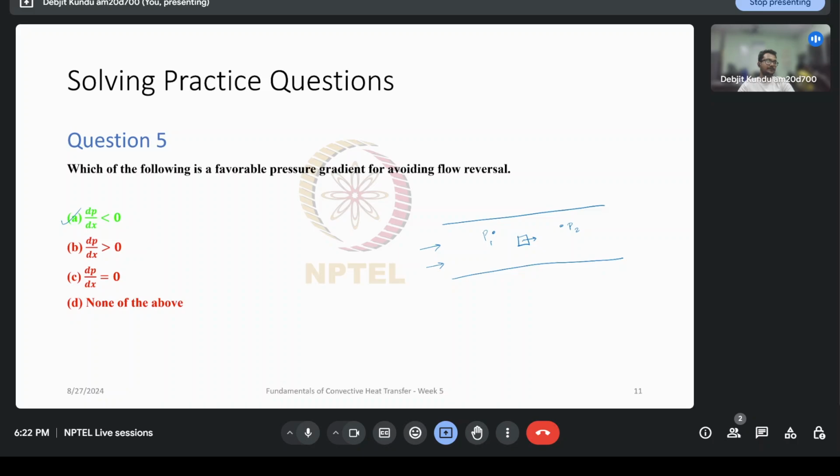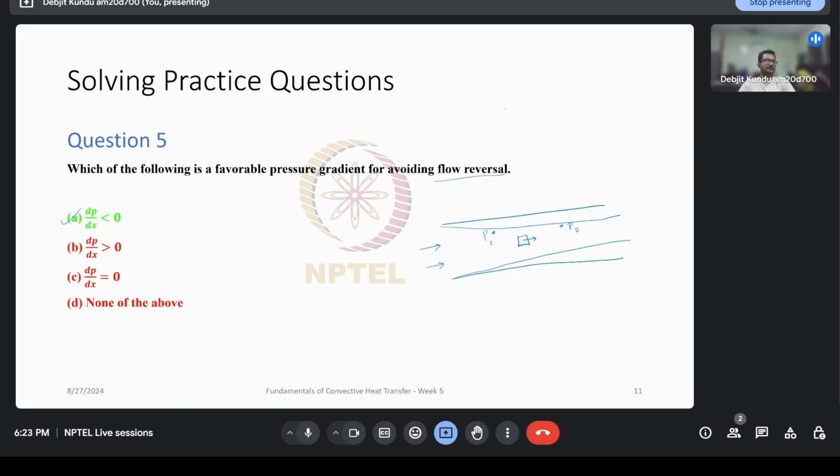So it will undergo some acceleration due to this pressure difference. Albeit there can be shear forces opposing that as well, but if they are balanced, then there will be no acceleration. But anyway, this is what a favorable pressure gradient means. Now, what happens as a result? If there is a favorable pressure gradient, the boundary layers do not become too thick, right? Boundary layers becoming too thick is one of the leading causes of flow reversal.